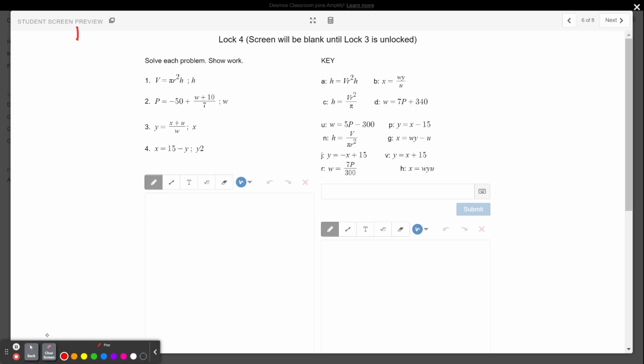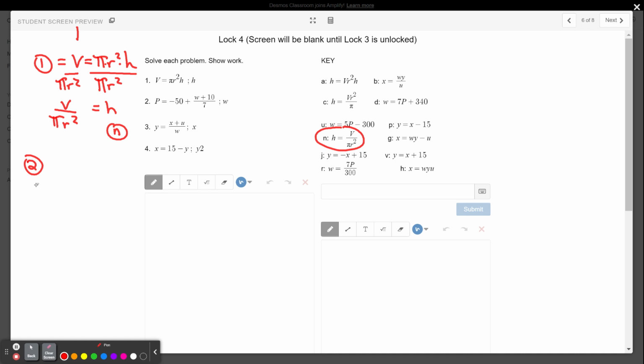Number 1, we have volume equals pi r squared times h. Remember, pi and r squared are just being multiplied. So we are allowed to undo those together by dividing. So we end up with our h by itself with v in the numerator all over pi r squared. So that is our letter N.